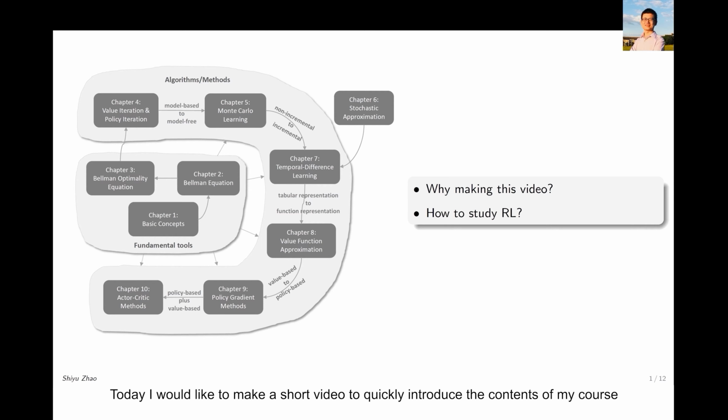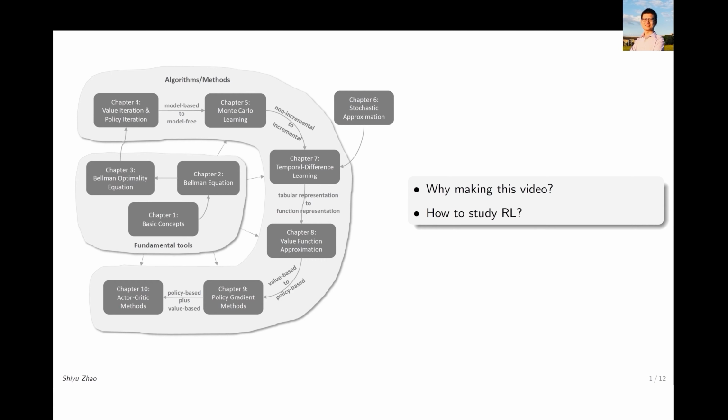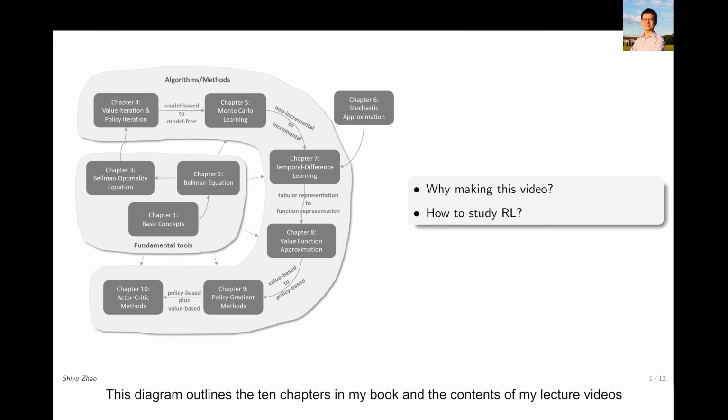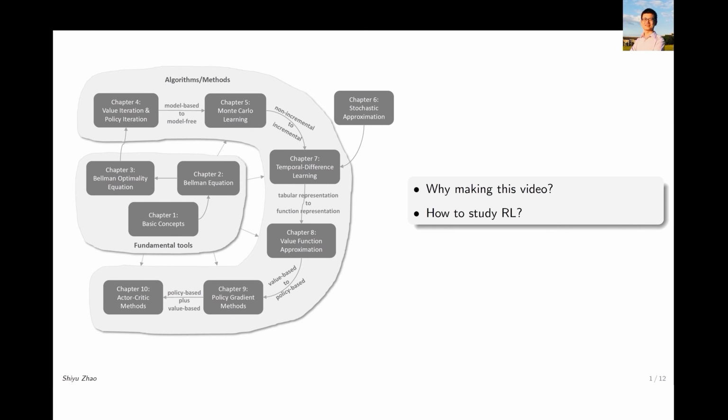Today, I would like to make a short video to quickly introduce the contents of my course, and in the meantime, go through the key concepts and algorithms of reinforcement learning using such a diagram. This diagram outlines the 10 chapters in my book and the contents of my lecture videos. Each block in the diagram corresponds to a chapter in my book and a lecture in my course.